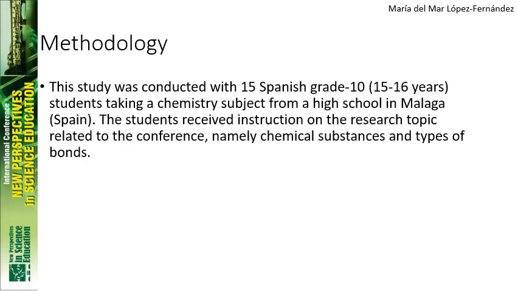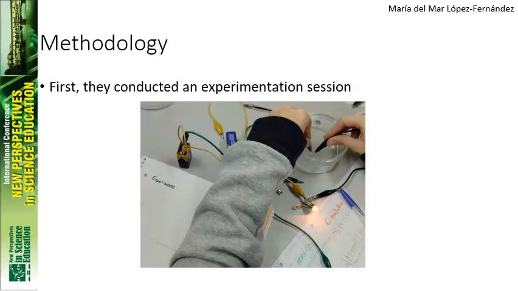This study was conducted with 15 Spanish grade 10, 15 to 16 years, students taking a chemistry subject from a high school in Malaga, Spain. The students received instruction on the research topic related to the conference, namely chemical substances and types of bonds. The proposed activity consisted of recreating a school science conference at the school where students participated in the role of scientists. This activity was carried out at different times.